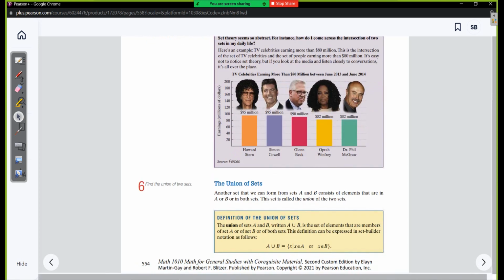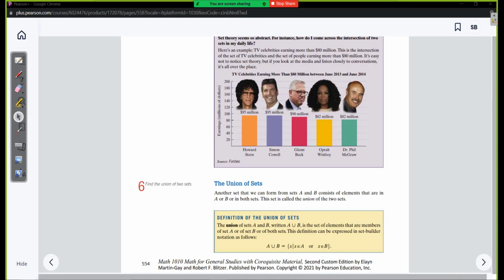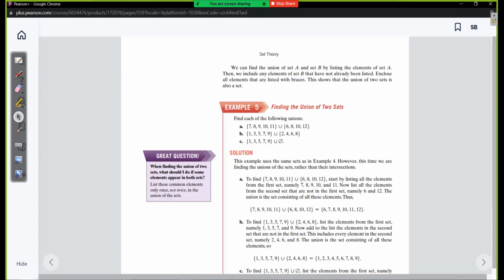All right, the last concept is going to be the union of sets. The union of sets is going to be the easiest concept, I think, because it's just basically every single element that you see in the two sets.